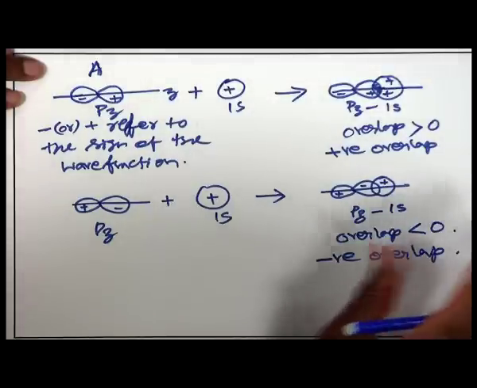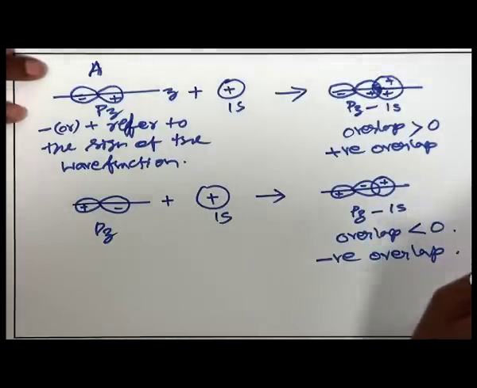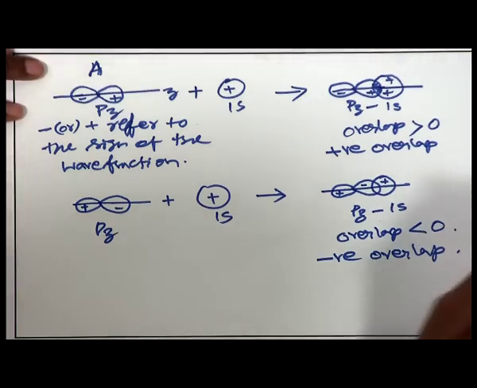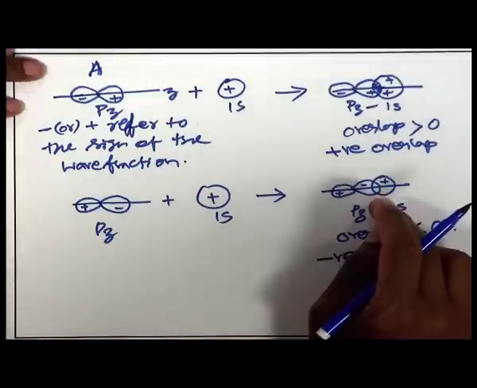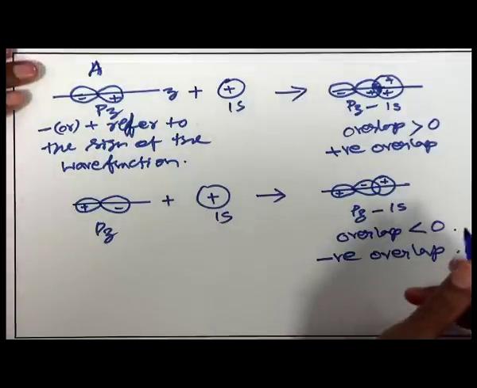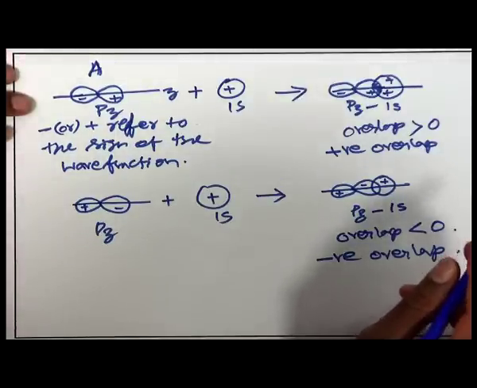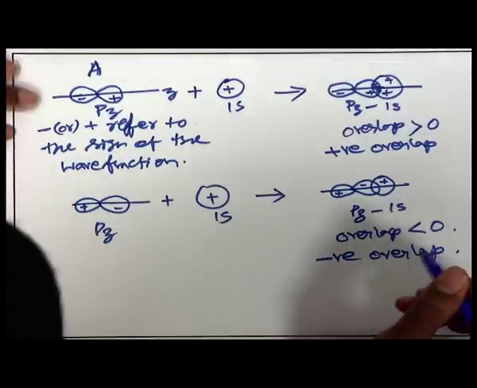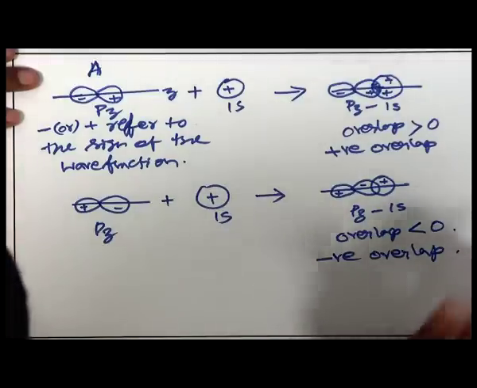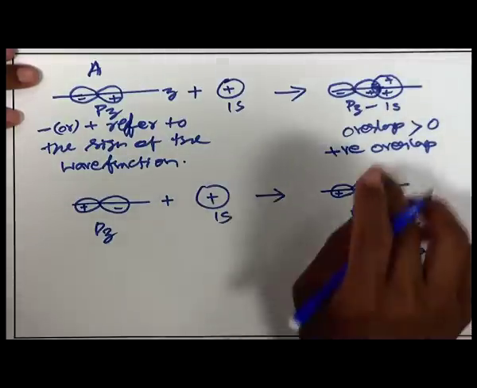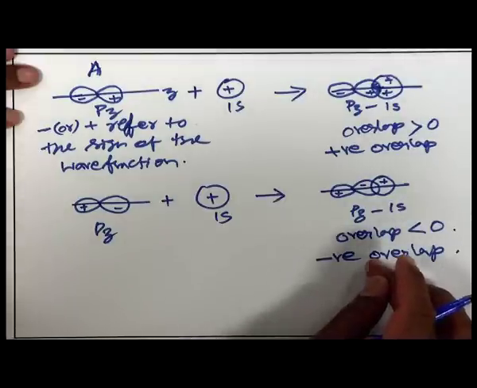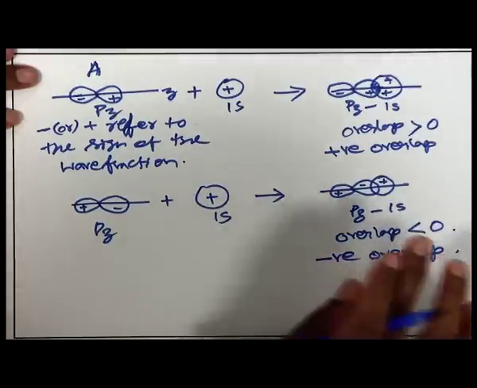Those positive and negative overlaps can be calculated by quantum mechanics. Without looking at calculations, one can tell from the sign of the wave functions which are overlapped, which overlap is bonding and which will lead to a negative overlap. So, only positive overlap will give a bonding situation. This will not give a bonding situation.